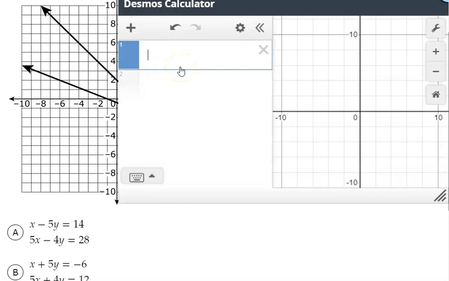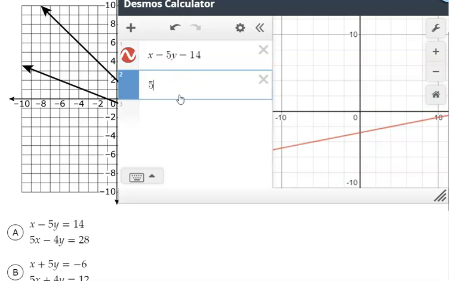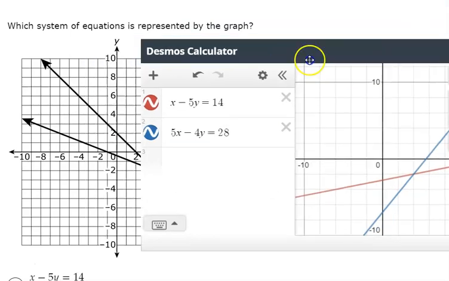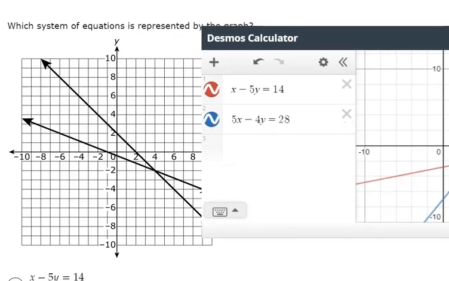I'm going to type in x minus 5y equals 14. And then on the second line, you have to go to a new line. Type the other line, 5x minus 4y equals 28. And then you want to compare these two lines to the two that were in your graph. But you will notice that these lines are not at all the same.